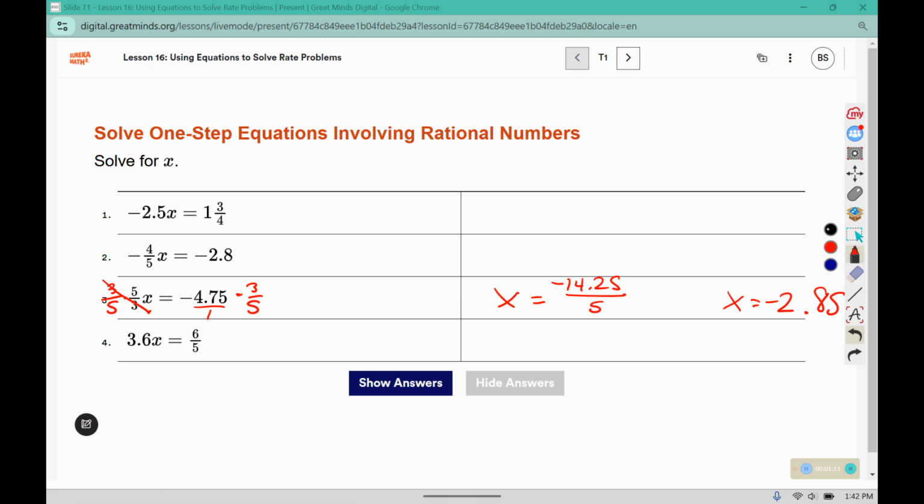Remember, to change from a fraction to a decimal, we divide the top by the bottom. So this is like 6 divided by 5, and that will convert that to a decimal. This one would be 4 divided by 5. This would be 3 divided by 4, and then we'd add the 1 in front of it.